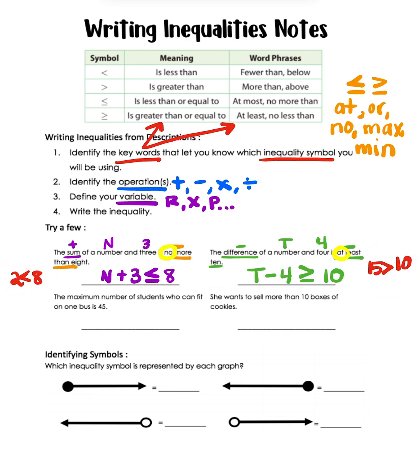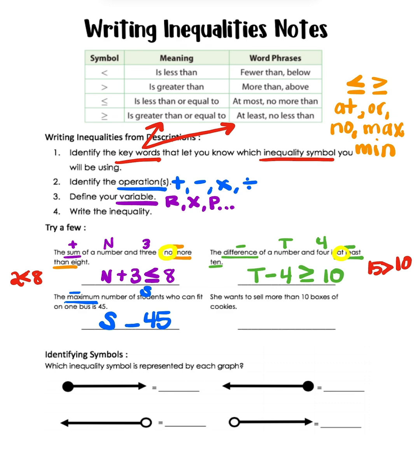This time it says the maximum number of students who can fit on one bus is 45. So I'm going to come grab a new color here. So we have maximum is our beautiful keyword. And you'll notice, again, maximum is on our equality list. So I'm going to go ahead and say that's going to have an equality line with it. And it says who can fit on a bus is 45. So I'm going to say my letter, I'll use S for students. So the students on a bus, okay, and the maximum is 45. So again, I know it could equal 45.